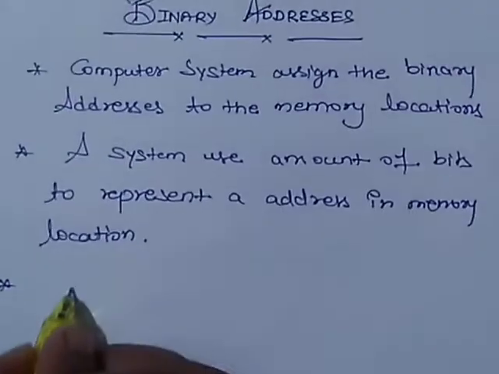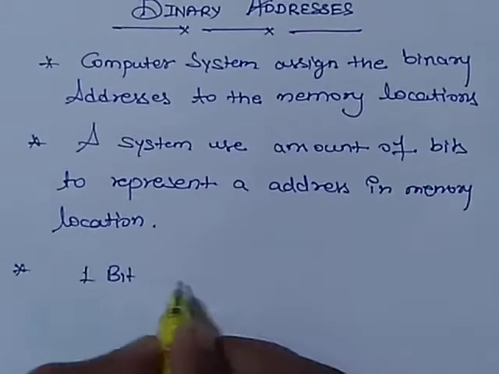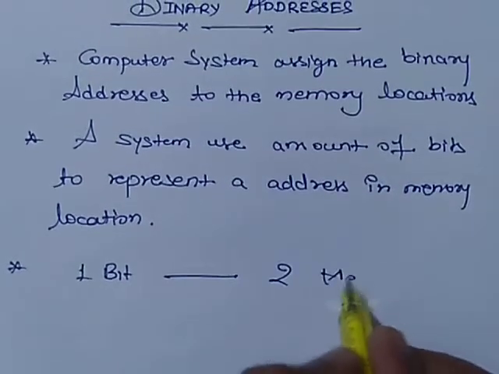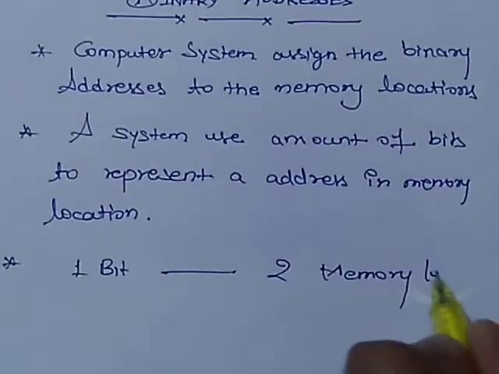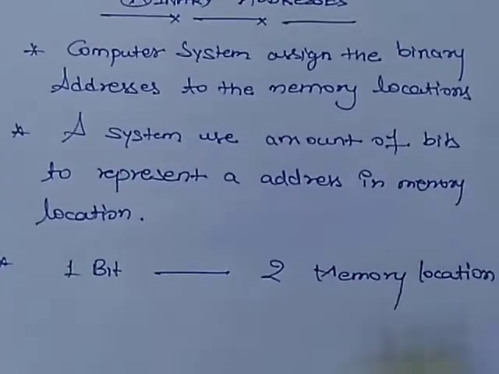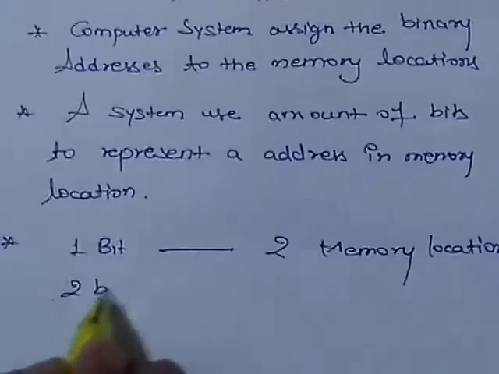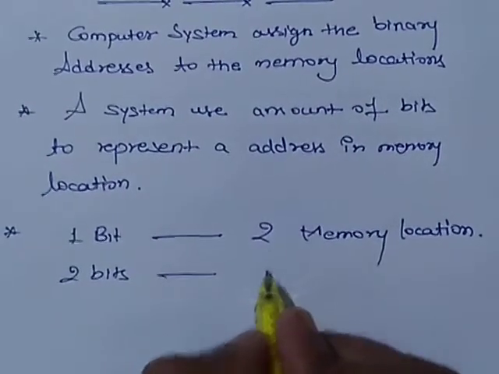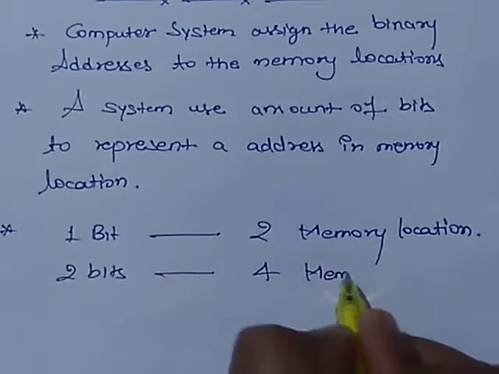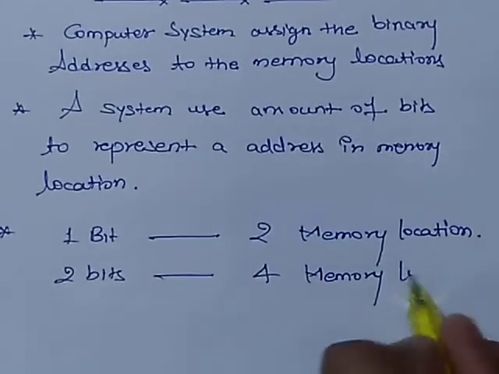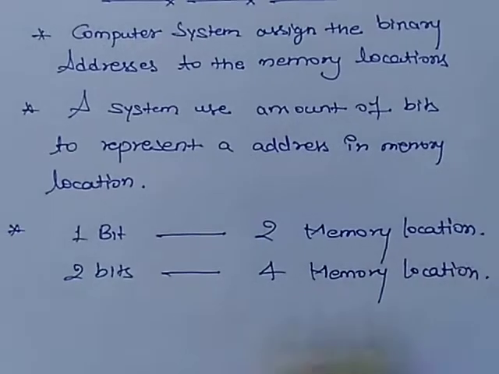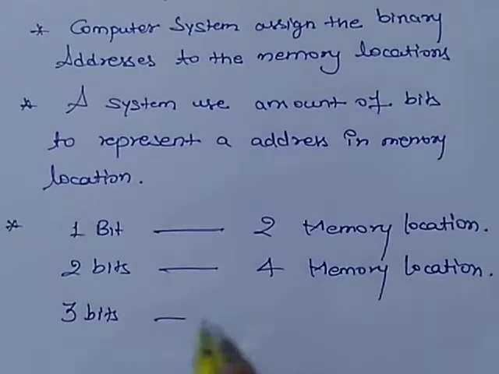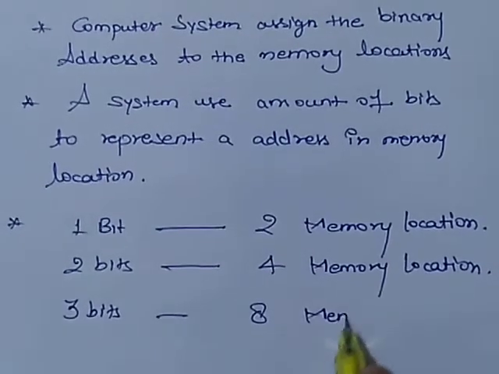Now suppose we have used one bit. With this one bit we can address two memory locations. Using 2 bits, that is 2 power 2, we can address 4 memory locations. Using 3 bits, we can address 8 memory locations.